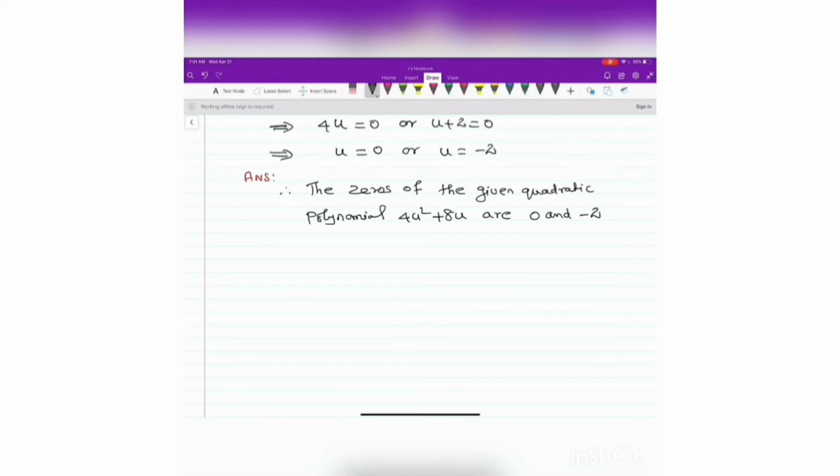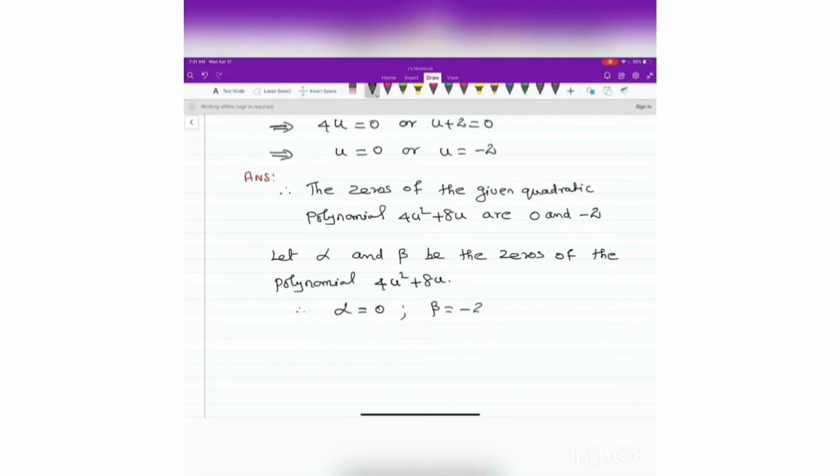As usual, we will make the assumption: let alpha and beta be the zeros of the polynomial 4u square plus 8u. So from here what do you get? Already you got the zeros of the polynomial, 0 and minus 2. So you can take alpha is equal to 0, beta is equal to minus 2.